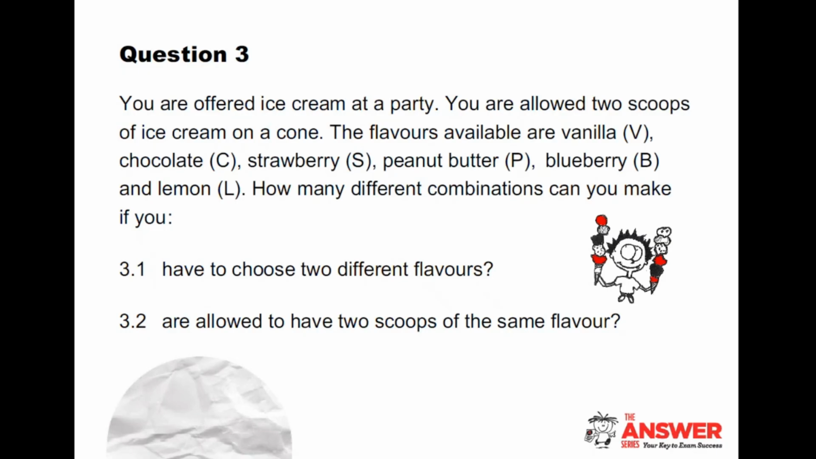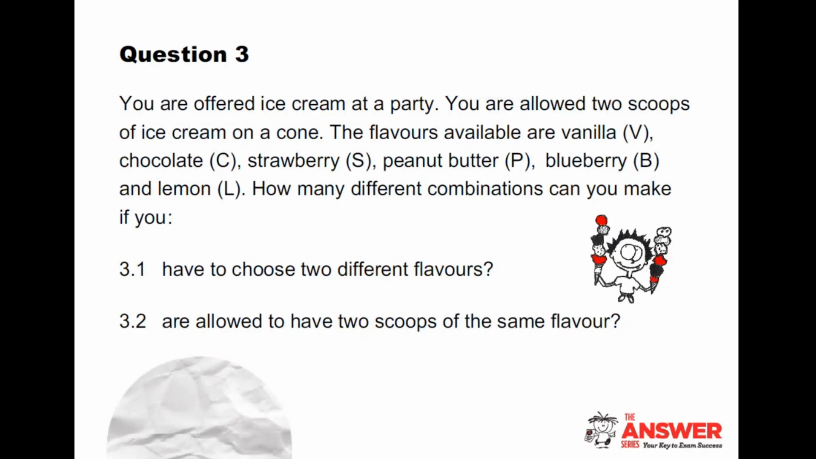Now, we've got to be a bit careful with this one. In probability with the dice, I said to you that throwing a 1 and a 2 on 2 dice is very different to throwing a 2 and a 1. However, in this question, if you have vanilla and chocolate on your ice cream, it's exactly the same as if you have chocolate and vanilla. I haven't said vanilla at the bottom, chocolate on the top, or chocolate at the bottom, vanilla on the top, because those are different. I've just said you are allowed 2 scoops of ice cream on a cone. So vanilla chocolate and chocolate vanilla are the same.